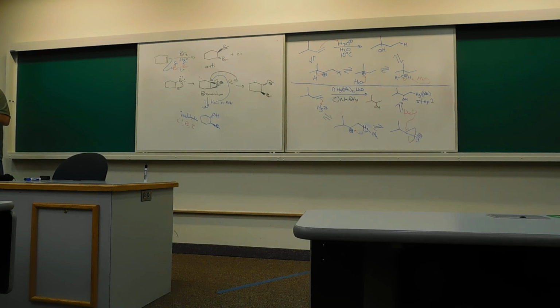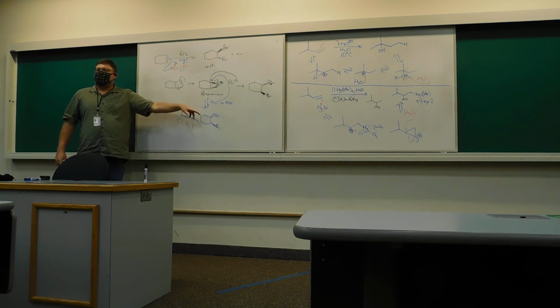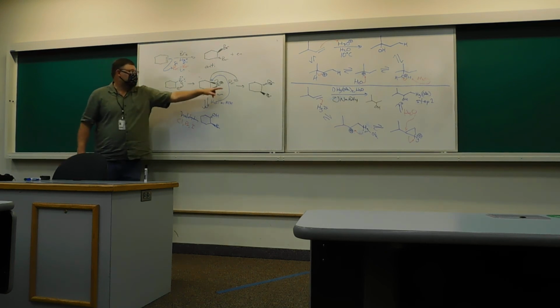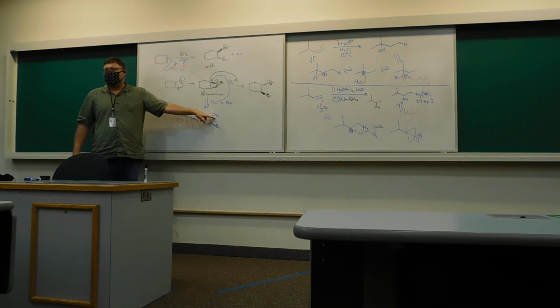What's the double arrows? If I put up a double arrow like that, what I mean is there's a couple of steps here. Water attacks that carbon, you get the bromide. The first thing you're going to get is this alcohol is going to be protonated.